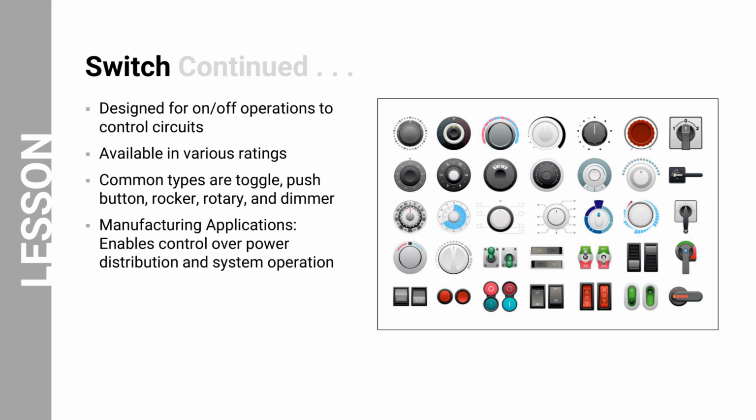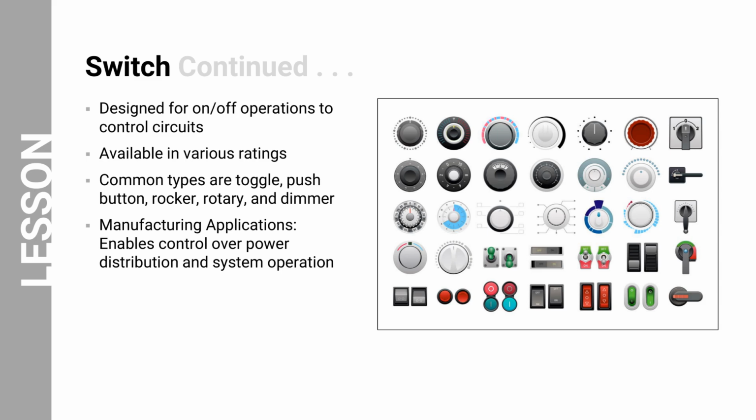Switches are designed for simple on-off operations to control circuits. They are available in various ratings to accommodate different types of voltage and current levels based on the application. Some of the most common types of switches are toggle switches, push-button switches, rocker switches, rotary switches, and dimmer switches.